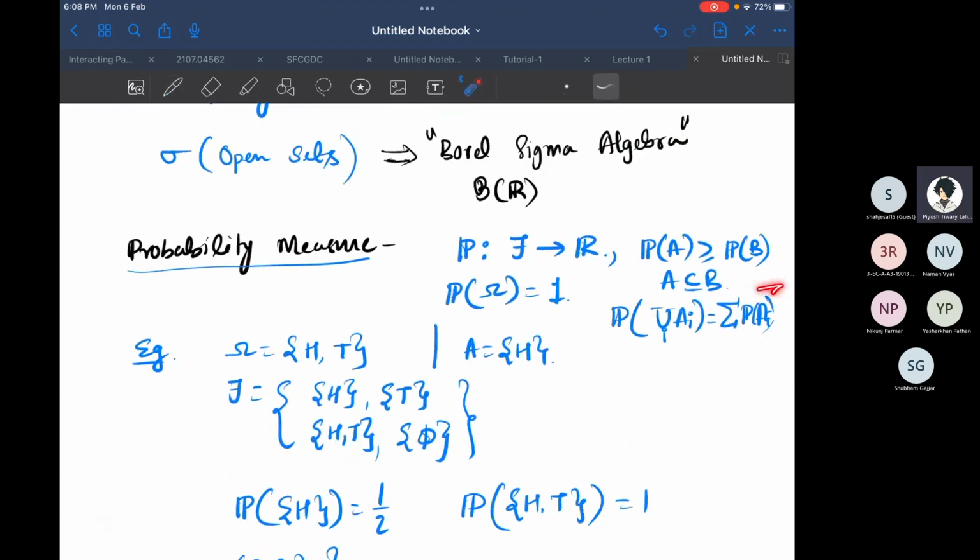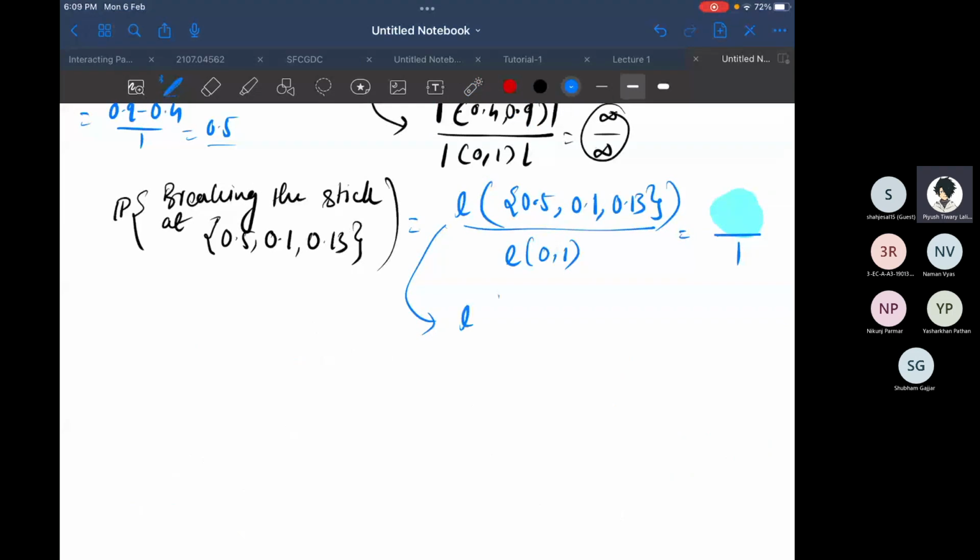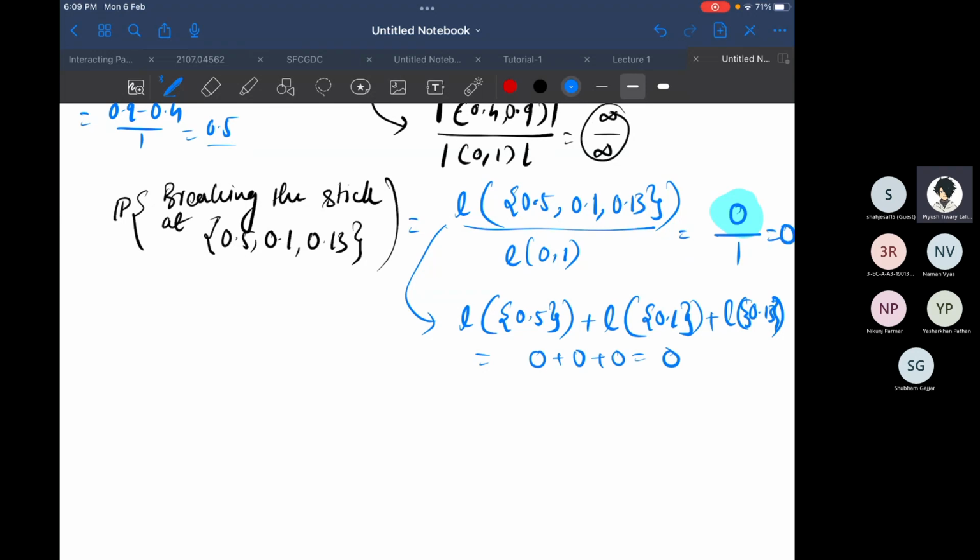I had this property here, if you remember: the probability of the union of the A_i's is the summation of the probability of the individuals if they are disjoint. Is this correct? Yes. So what would this be? Since 0.5, 0.1, and 0.13 are disjoint, this will become L of 0.5 plus L of 0.1 plus L of 0.13. And all of them are 0, so 0 plus 0 plus 0. This will also be 0, and hence this is also 0.